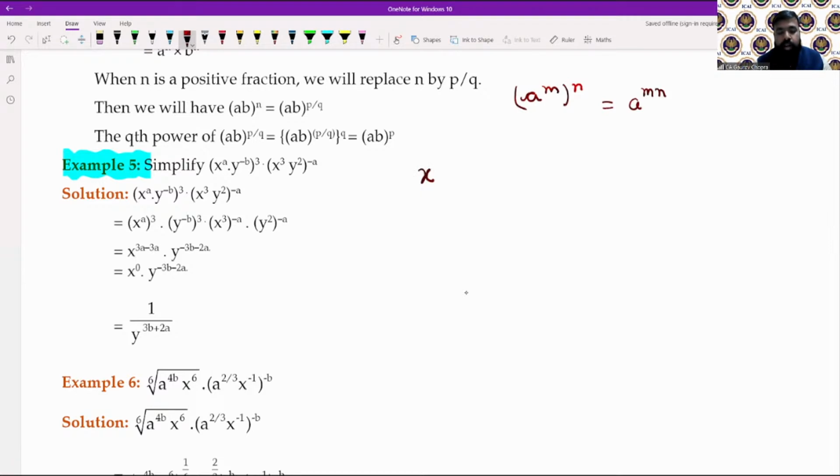What is given? x to the power of a into y to the power of minus b, whole to the power of 3. Multiply by x cube into y square, whole to the power of minus a. Now, first of all, the power 3 will get multiplied inside.